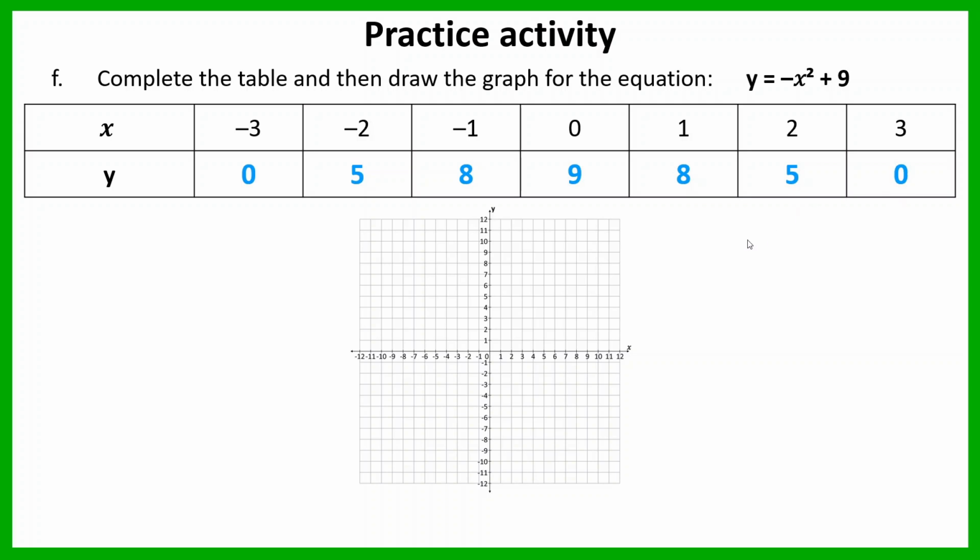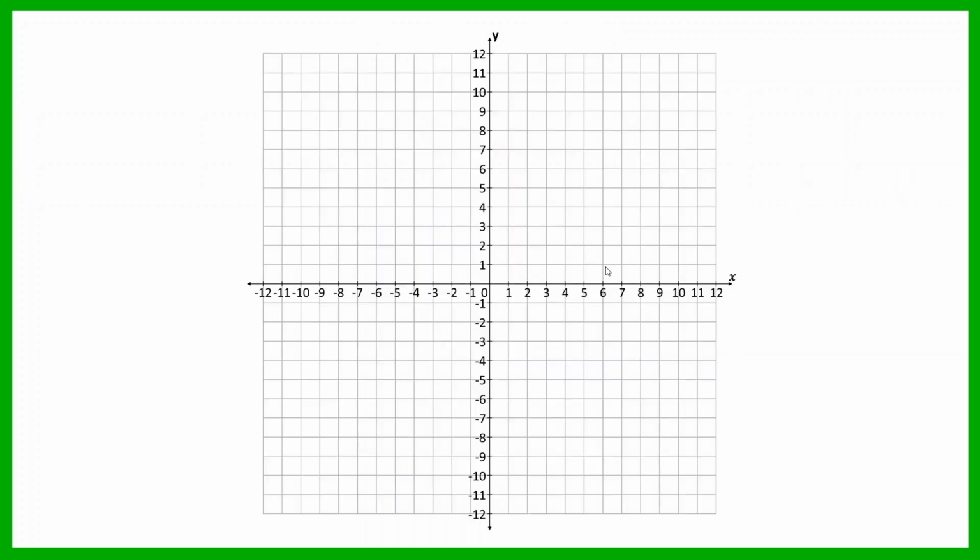So when we go and plot this on the Cartesian plane, it should look something like this. So our first point was the point -3, 0. Then we had the point -2, 5. Then we had -1, 8. Then 0, 9, 1, 8, 2, 5, and 3, 0. Now obviously for this one, you can't use a ruler to join this up because it's not a straight line. This is a curve called a parabola. And when you join it up, it should look something like this. And then you go and label the graph with the equation y equals -x squared plus 9.